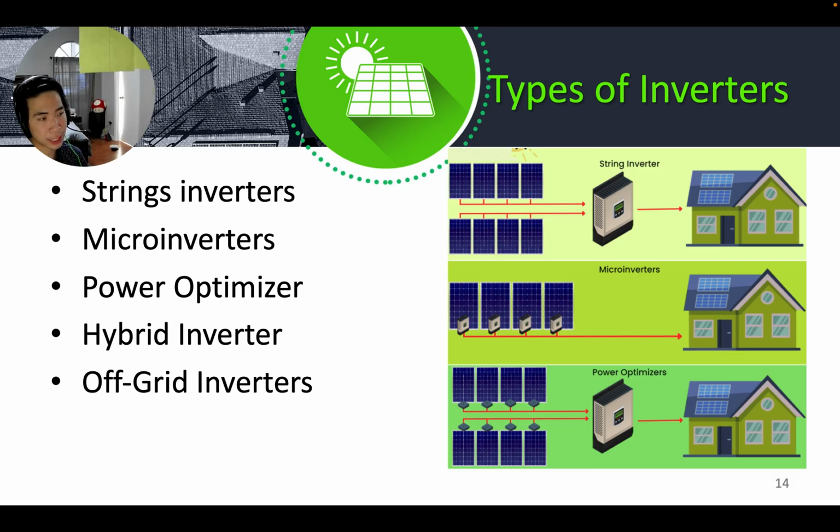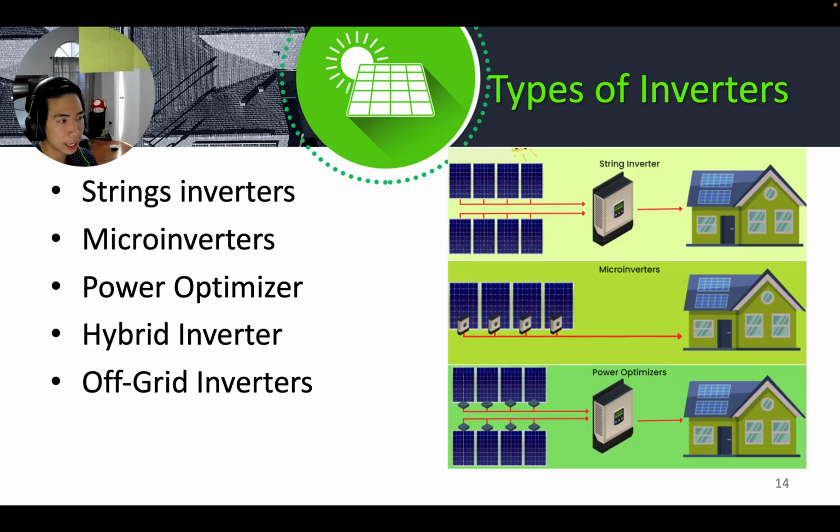Power optimizer is a hybrid of the two above, the string and micro inverter. Each panel has a power optimizer to adjust the voltage before sending DC to a central inverter. This is higher efficiency. The monitoring is just as effective, but one of the cons is that it still requires a central inverter, where most of the problems or incidents could happen.